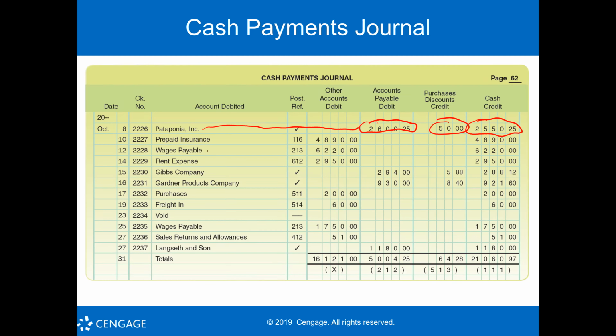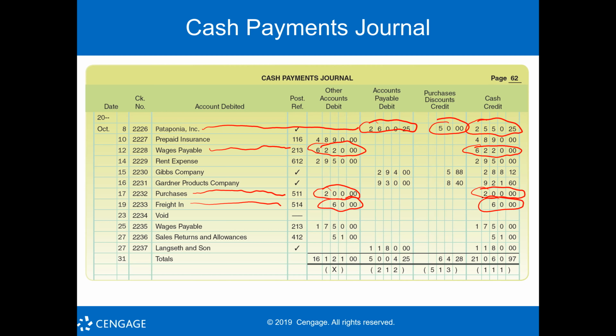This one, it looks like we paid wages. So it says other accounts debit, and that's a debit to wages payable, credit to cash, right? Let's see here. This one we made a purchase, so debit purchases account, credit cash. This one we paid freight, so debit freight in, credit cash, right?